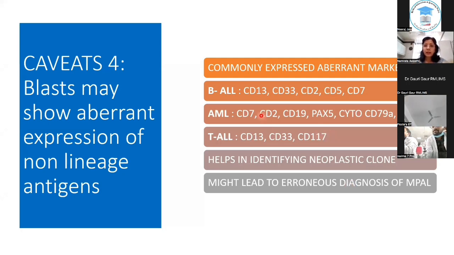So you can see that there are a good number of aberrancies which can be seen, and therefore we need to use extensive marker combinations so that we don't commit mistakes in assigning a lineage. But these aberrancies are very useful in that they help in identifying the neoplastic clone, because we do not expect normal cells to be having aberrant markers. And if we are not aware of the aberrancies, we can give an erroneous diagnosis of mixed phenotype acute leukemias.